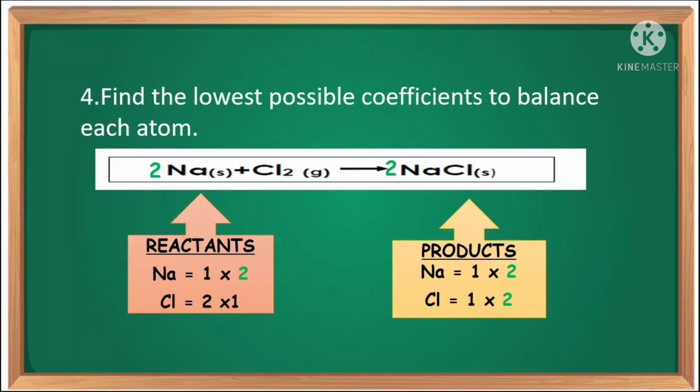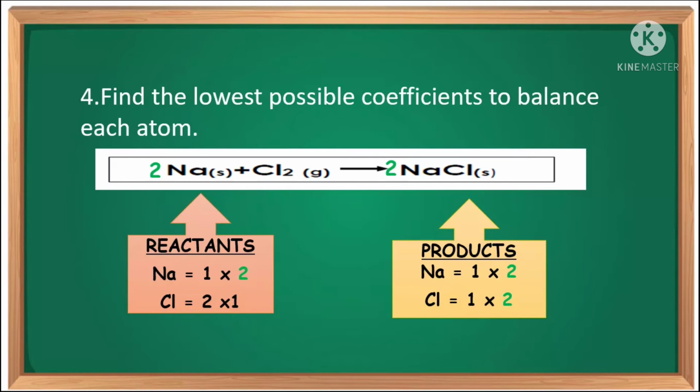The last step is to find the lowest possible coefficient to balance each atom. To make the equation equal, we put a coefficient. For the sodium atom, on the left side there is 1 atom of sodium multiplied by coefficient 2, written before the symbol of sodium, which is Na. A coefficient is always placed before the chemical formula.